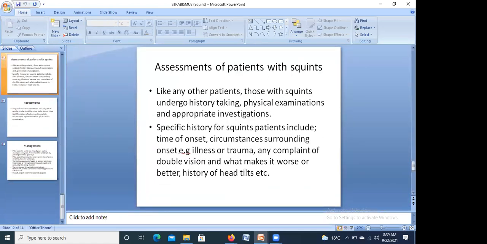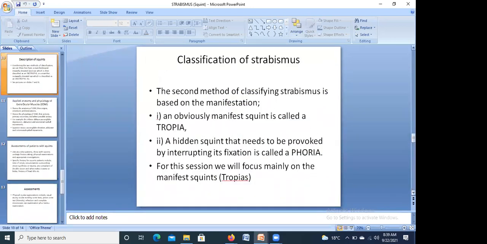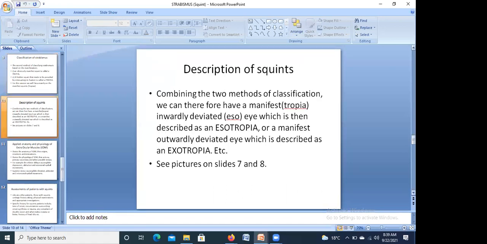I'm sorry. Okay. So that's what I've just been talking about. So when you combine the two methods of classification, then in terms of tropias, we have an esotropia, exotropia, and hypertropia, as I've just said.